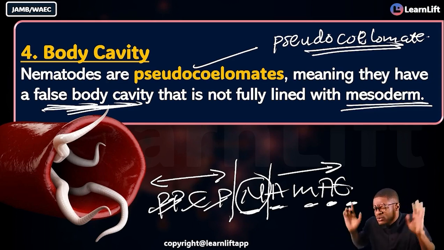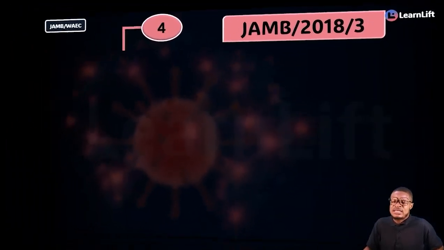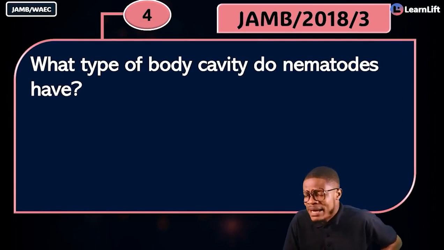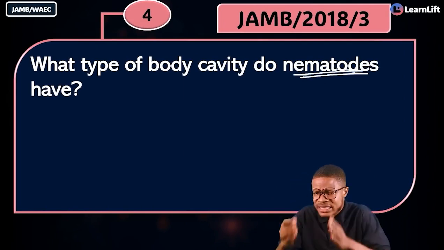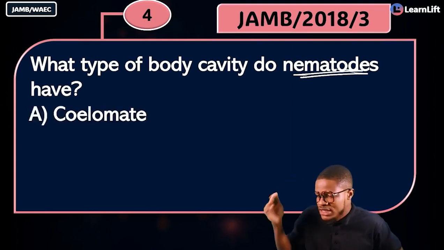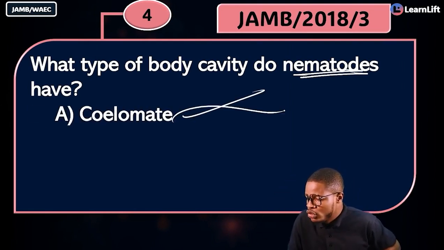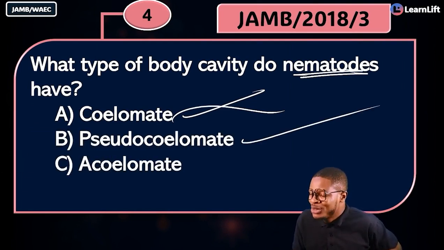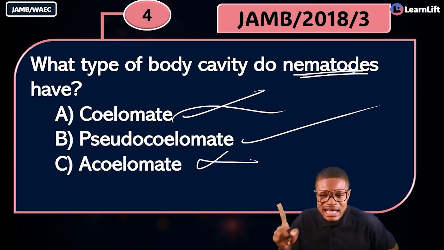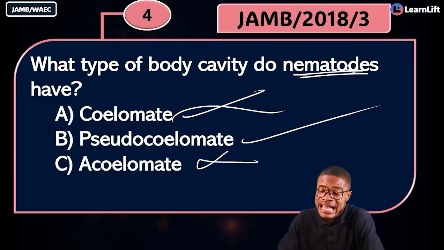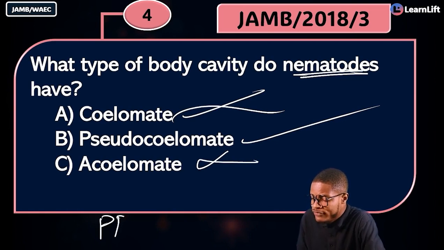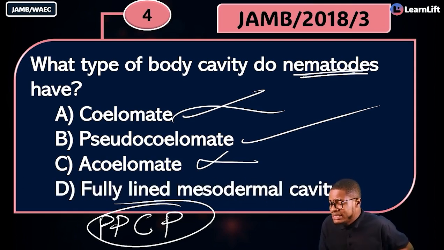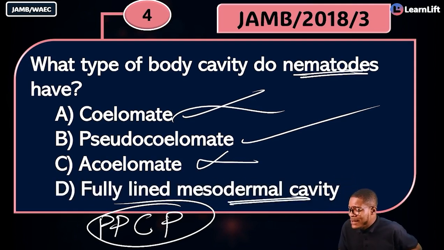Does it make sense? If you get that one, answer this question fast. JAMB 2018 question 3. What type of body cavity do nematodes have? Option A, coelomates. That's not true. Option B says pseudocoelomates. That's false body cavity. Option C says acoelomates, no body cavities. That's not true. Acoelomates are the Protozoa, Porifera, Coelenterata, Platyhelminthes. Option D says fully lined with mesodermal cavity.